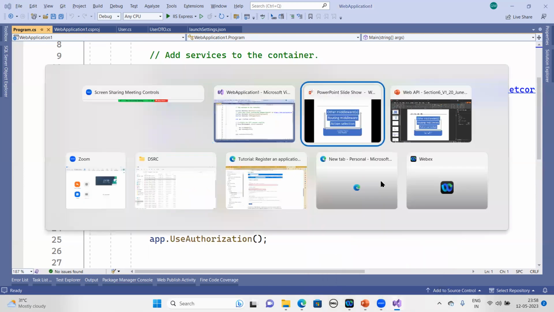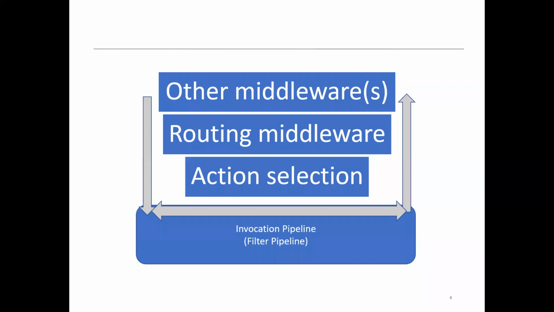Now, how it works. First, our requests go through the middlewares. Routing is also a middleware. And then the action selection happens based on the invocation of the filters.